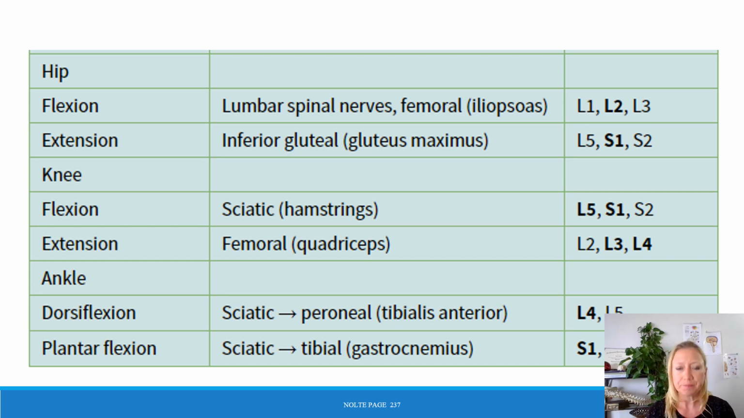Knee, flex the knee. Hamstring, sciatic nerve, L5, S1, a little bit S2. Extension, quads. Okay, so L2, L3, L4. Ankle, dorsiflexion. Okay, so you lift the toes up. Sciatic peroneal. Okay, so that's going to be our L4, L5. And then plantar flexion, point. P for plantar, P for point. Point the toes. Okay, so sciatic being the tibial version here, and that's going to be sacrum. Okay, peroneal, sciatic peroneal. Remember that peroneal is also known as fibular.